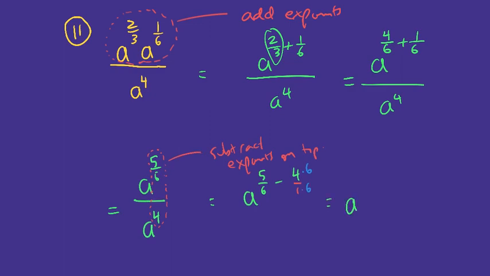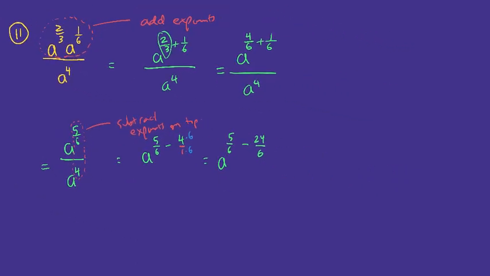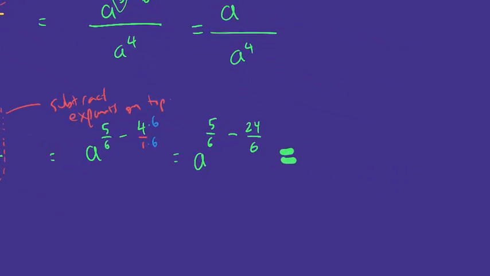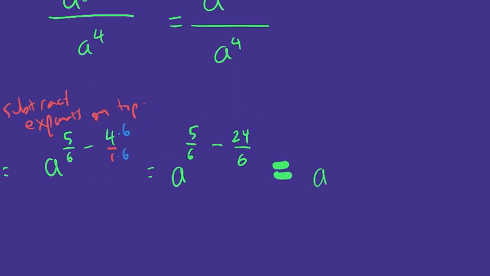So we've got a to the 5/6 minus 4 times 6 is 24. 6 times 1 is 6. And then we end up with a to the 5 minus 24 is negative 19 over 6.